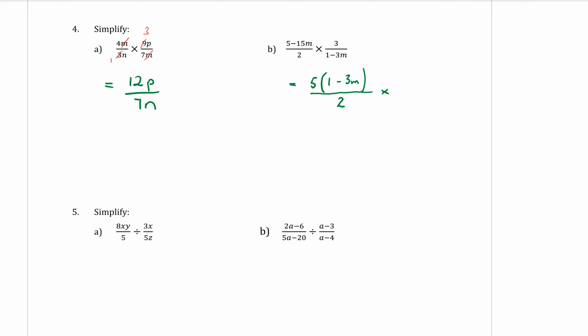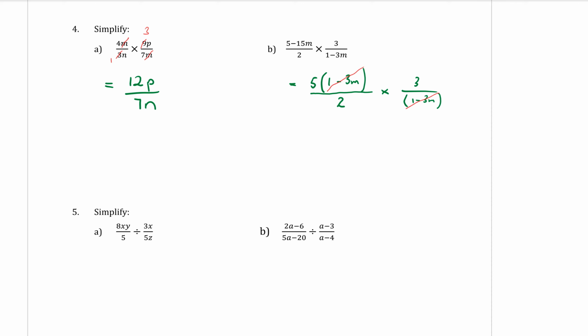Second fraction, a 3 on the top. But on the bottom, with the 2 terms, I have a 1 minus 3m. There's no common factor, but it's exactly the same, 1 minus 3m, as the other bracket that I factorized, so they're going to cancel off. Okay, so that's why we factorize. That whole bracket can cancel off. Looking at the numbers, there are no other numbers there that I can cancel, so we multiply what is left.